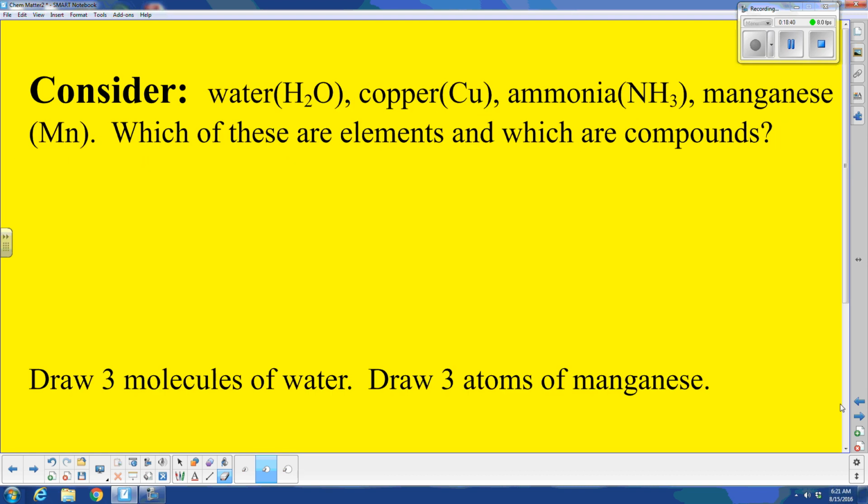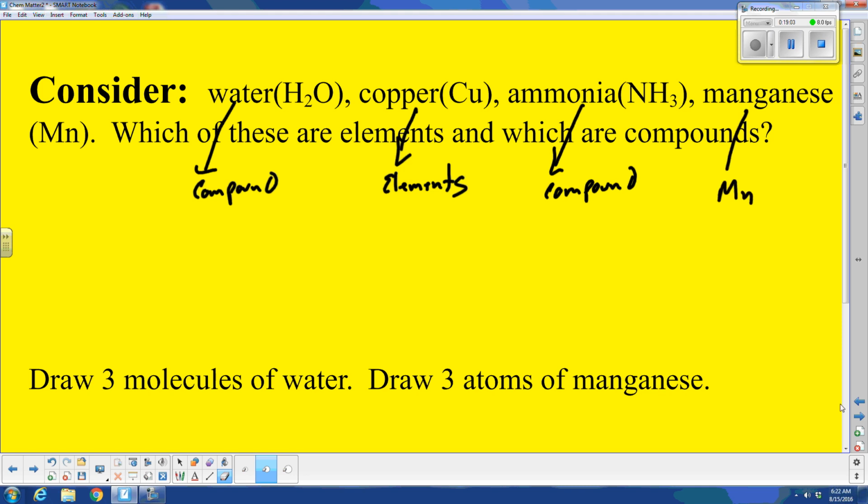Water. What do you think? Can I break it down into hydrogens and oxygens? Yes. So this would be a compound. Copper, can I break that down further? No, that's just an element. And the easy way too is if you memorize your elements, you know if it's not an element, it must be a compound. And manganese, element.